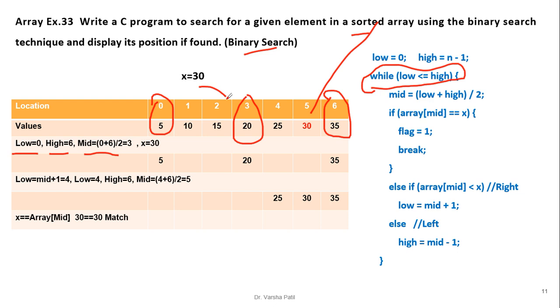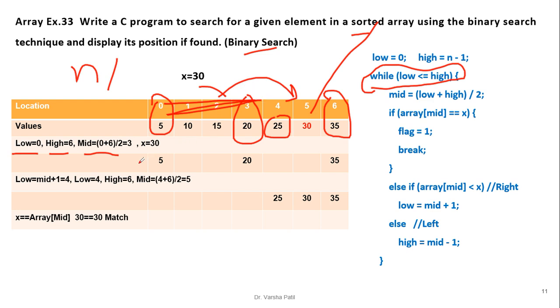Obviously 30 is present on this side or this side. When 30 is present on this side, we don't require to change the high, only we require to shift low to this location, because mid is already checked as to whether it matches or not. Now see, initially if n elements are there, in the next iteration if the element is not found, the search area will be reduced by half, that is n by 2, because in the next iteration we are not taking the other half of the elements. That's why it is very efficient.